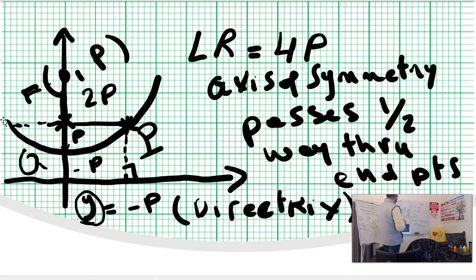But now understand, I have the directrix, I have the latus rectum, which is a chord, but this chord is perpendicular to the axis of symmetry. Okay? So the two endpoints are equidistant here. Again, this is 2p, this is 2p, the whole thing is 4p. Well, where did that 4 come from? Coming soon. Just bear with me.